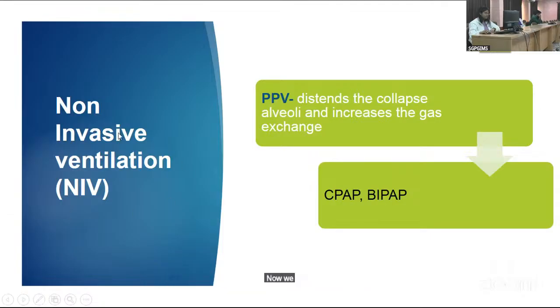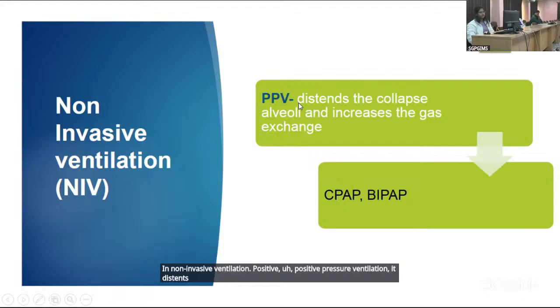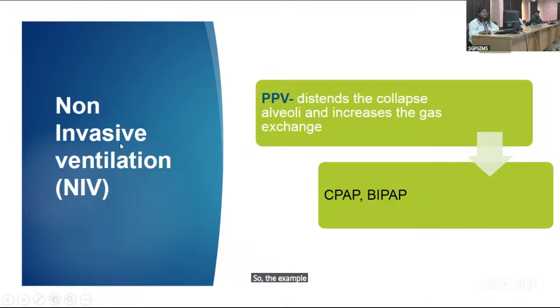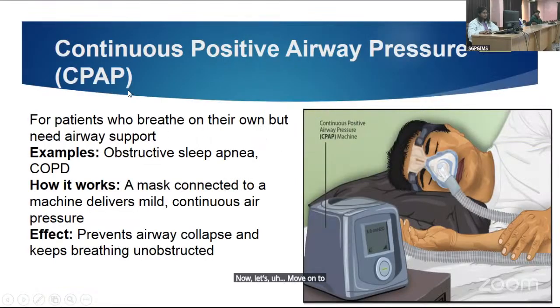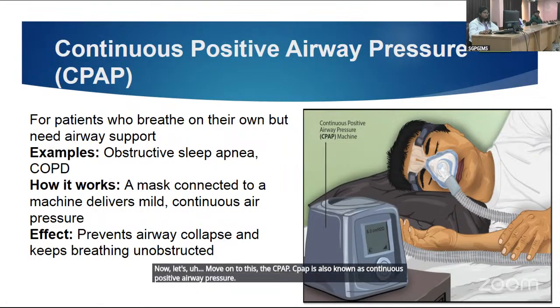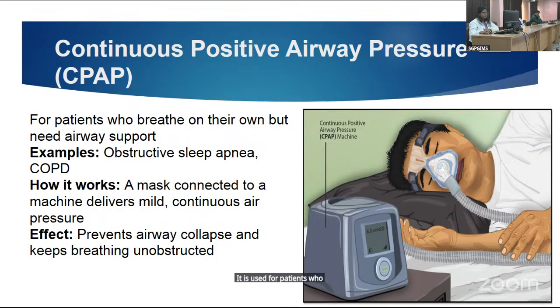Now we come to non-invasive ventilation. In non-invasive ventilation, positive pressure ventilation distends the collapsed alveoli and increases the gas exchange. So examples of non-invasive ventilation are CPAP and BiPAP. Now let's move on to CPAP. CPAP is also known as continuous positive airway pressure. It is used for patients who breathe on their own but need airway support. Example: obstructive sleep apnea, COPD.